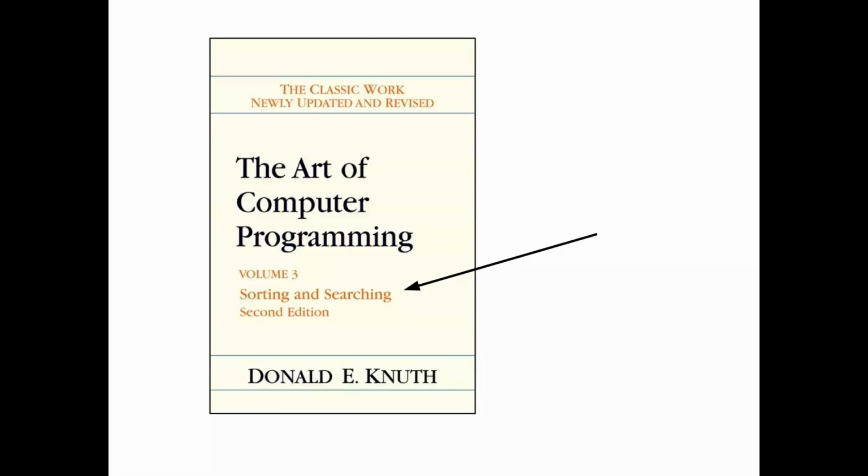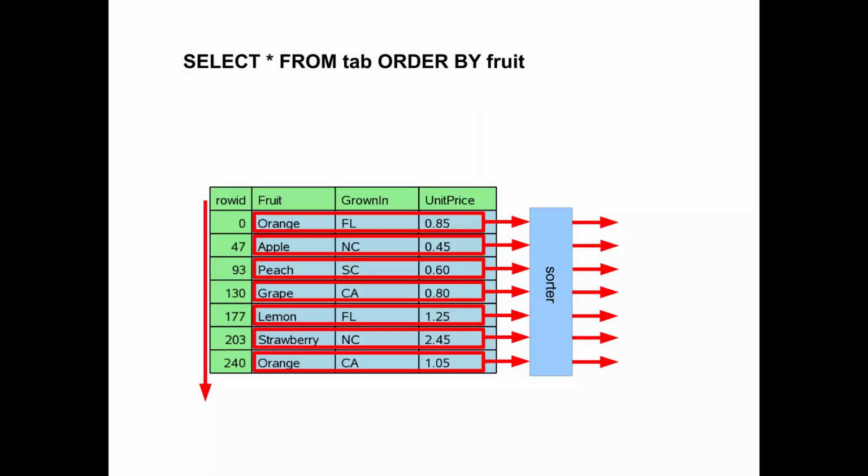But for the time being, I showed you a picture of Knuth's tome here earlier, and the title of this volume is actually Searching and Sorting, and that's not really a coincidence, because searching and sorting have a lot in common. You kind of think of them as separate things, but they really have a lot in common, and so the indices can come into play here too. Now, if you're just doing a query like this, select star from table, ordered by fruit.